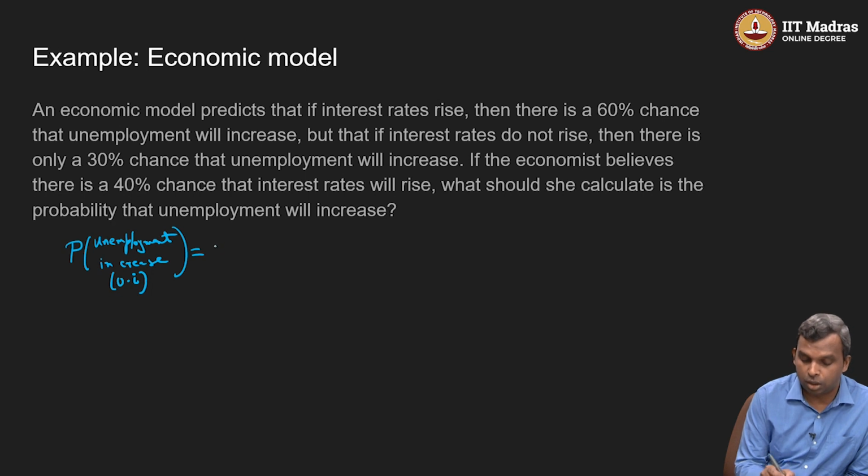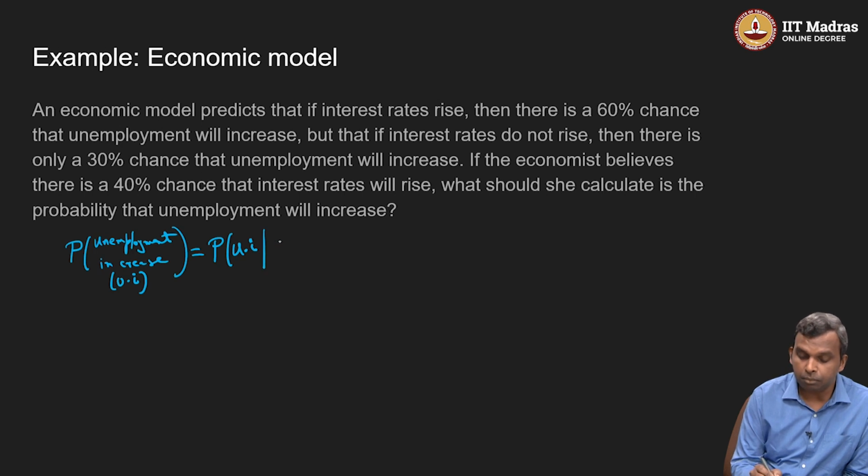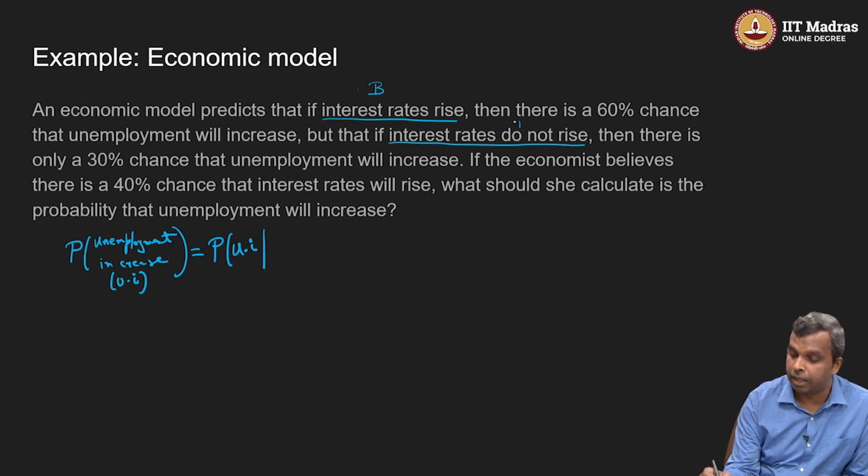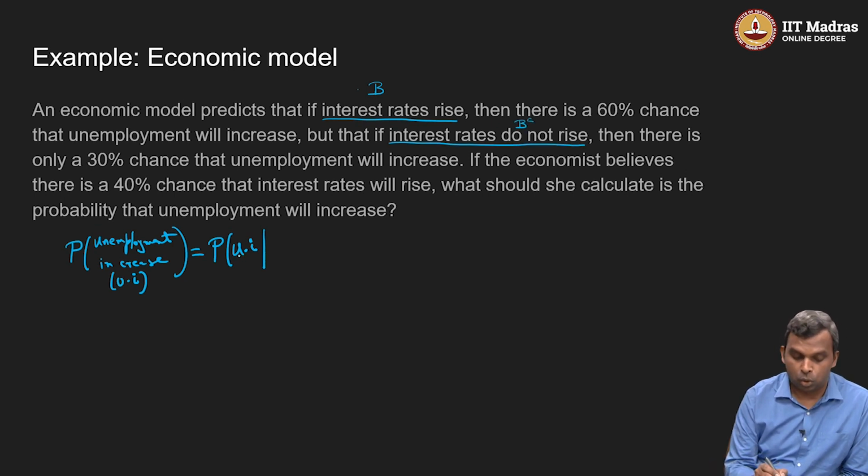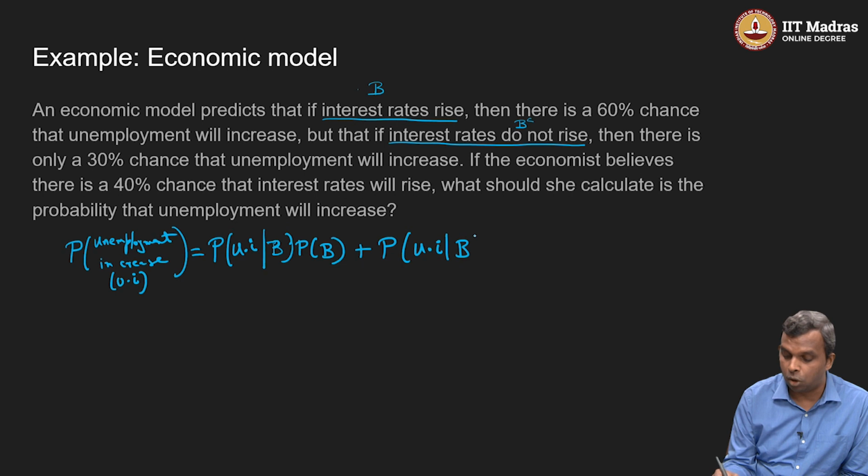So, just as a shortcut, probability of UI given interest rates rise, isn't it. I will say this is my event B. Interest rates do not rise, this is my event B complement. So, probability of unemployment increase given B times probability of B, plus probability of unemployment increase given B complement times probability of B complement.